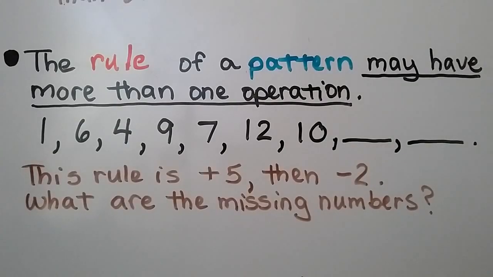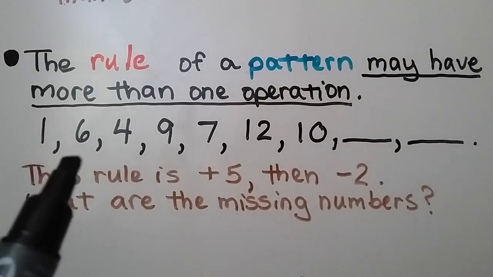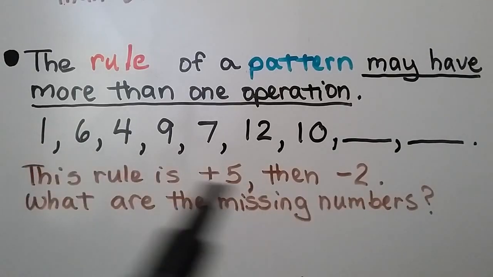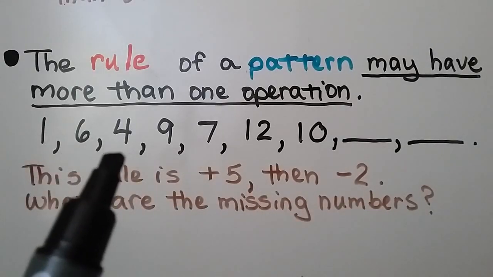The rule of a pattern may have more than one operation. Here we've got the numbers 1, 6, 4, 9, 7, 12, 10, and then we've got 2 missing numbers. This rule is plus 5, then minus 2. So what are the missing numbers? We start with a 1. 1 plus 5 is 6. Then we do the minus 2. 6 minus 2 is 4.